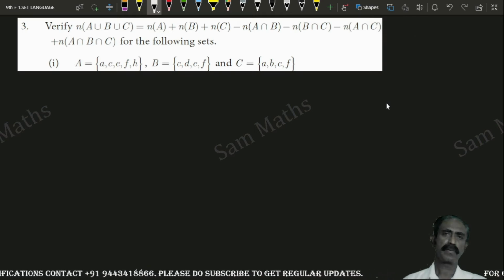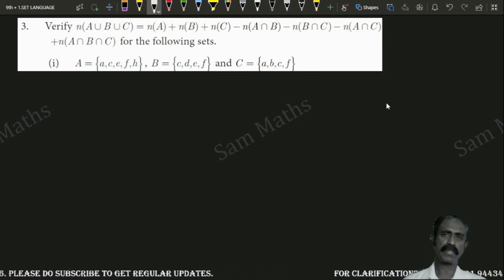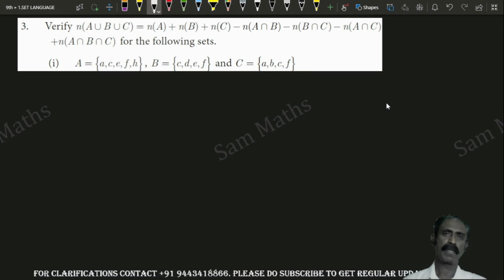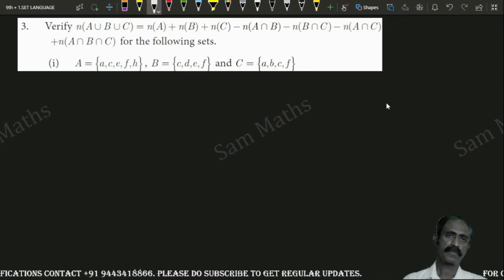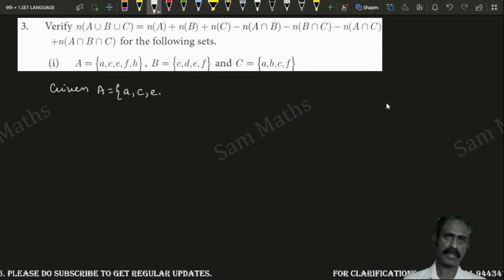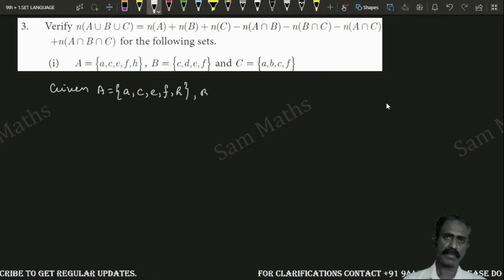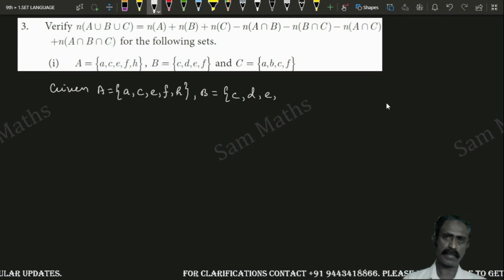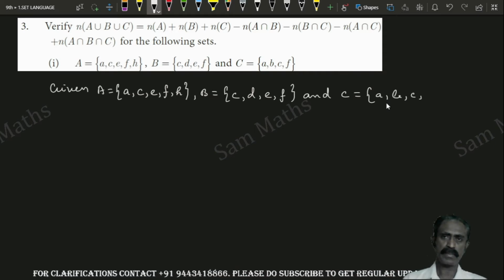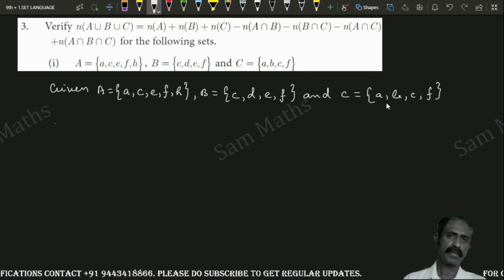Now the third question, verify n of A union B union C is equal to n of A plus n of B plus n of C minus n of A intersection B minus n of B intersection C minus n of A intersection C plus n of A intersection B intersection C. The given first subdivision, given A is equal to A, C, E, F, H, B is equal to C, D, E, F, and C is equal to A, B, C, F.